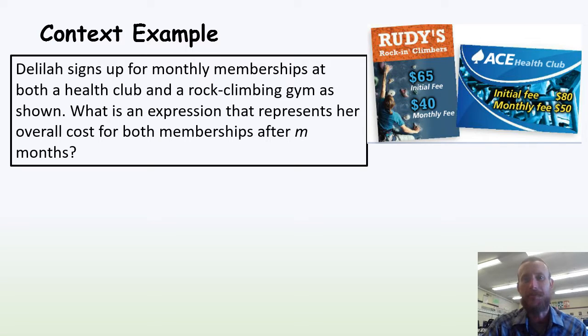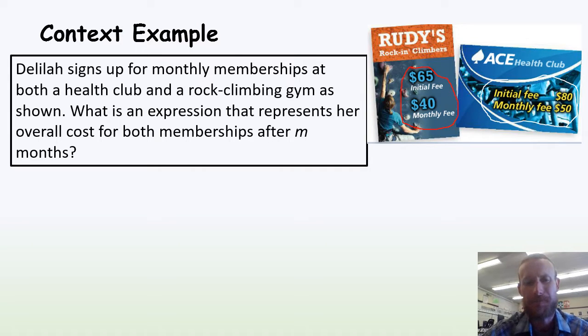We did some basic algebra practice today in class. This is going to be some more context examples. We see a picture of Delilah. She's going to sign up for these 2 different clubs. One is a Rock Climbers Club, and we see it says a $65 initial fee, and it has a $40 monthly fee. So that's in this first kind of poster. So second poster, right? She's going to the health club, and looks like an initial fee of $80 plus a monthly fee of $50. So we want to write an expression for total cost, how much she's going to spend after a certain number of months, which is m.